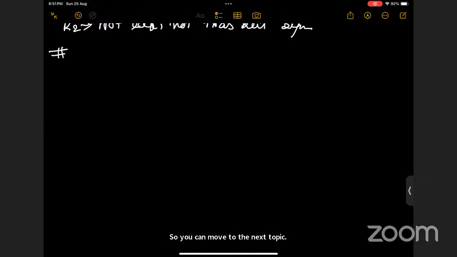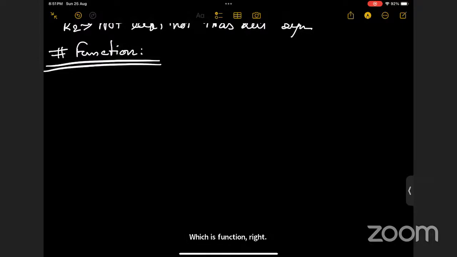Which was function, right? So what was the formal definition for function? Suppose f from A to B is a relation. So what was function? It's a special type of relation in which every element in the domain is connected to an element in the codomain, where the domain is not repeating.